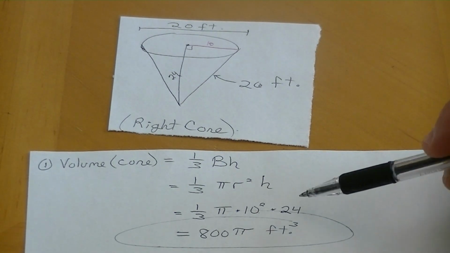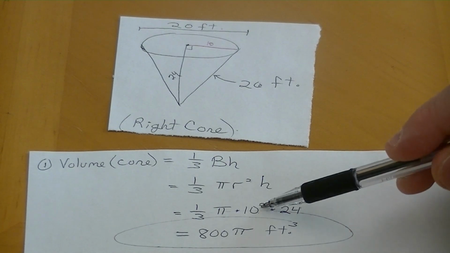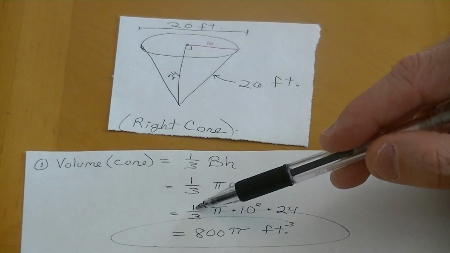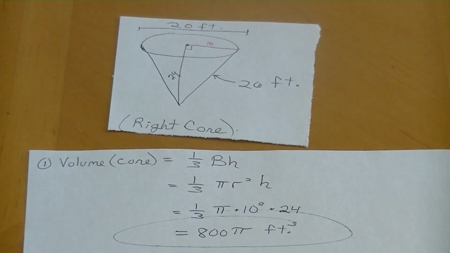So the radius is 10, the height is 24, 10 squared is 100, times 24 is 2400, times a third is 800. The exact answer is 800 pi feet cubed. Here's a second one.